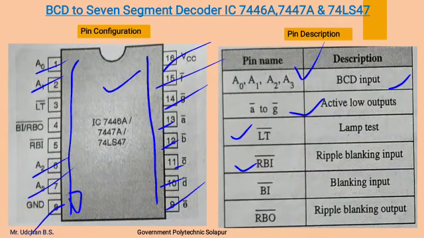After that, the next pin is the ripple blanking input pin. This is also an active low input pin. If the RBI pin is 0, then it switches off the display when the BCD inputs correspond to 0. Means if RBI is connected to 0, it is used for blanking out the leading zeros in multi-digit displays.